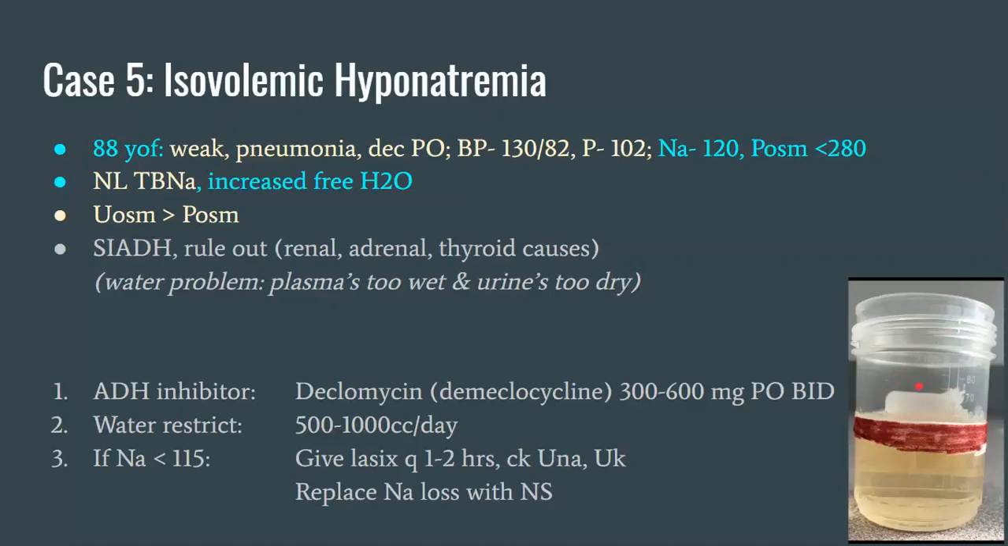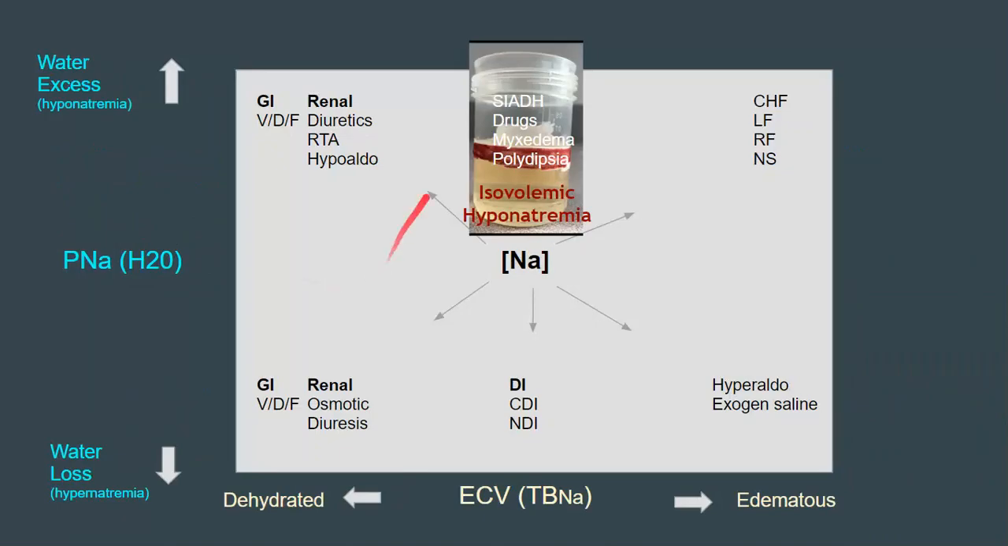So what's going on? We're inappropriately secreting ADH. That means we're bringing in free water into the plasma, so we're diluting it down. We're diluting it too much, so the plasma's too wet, the urine's too dry. Urine osmolarity greater than the plasma. Plasma's too wet, urine's too dry. Urine is dry. Urine osmolarity is greater than plasma. Okay? So this is where the SIADH falls.